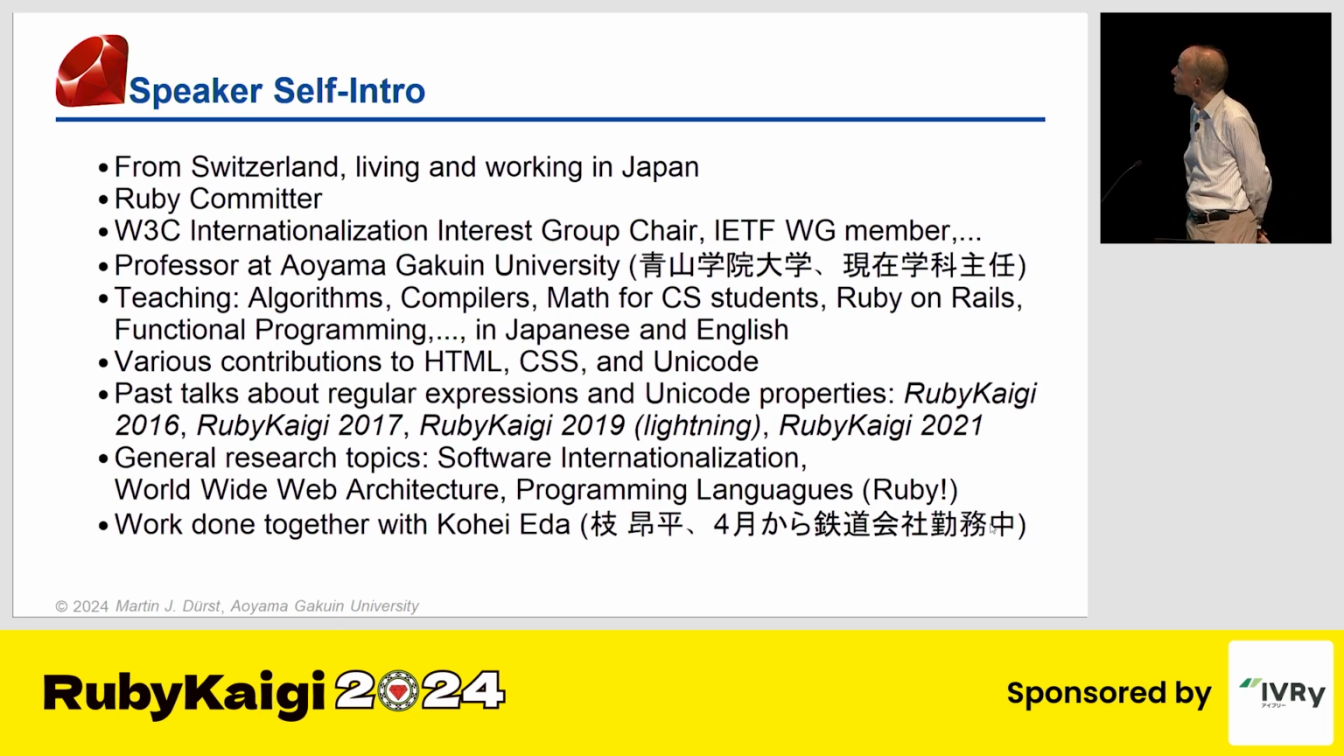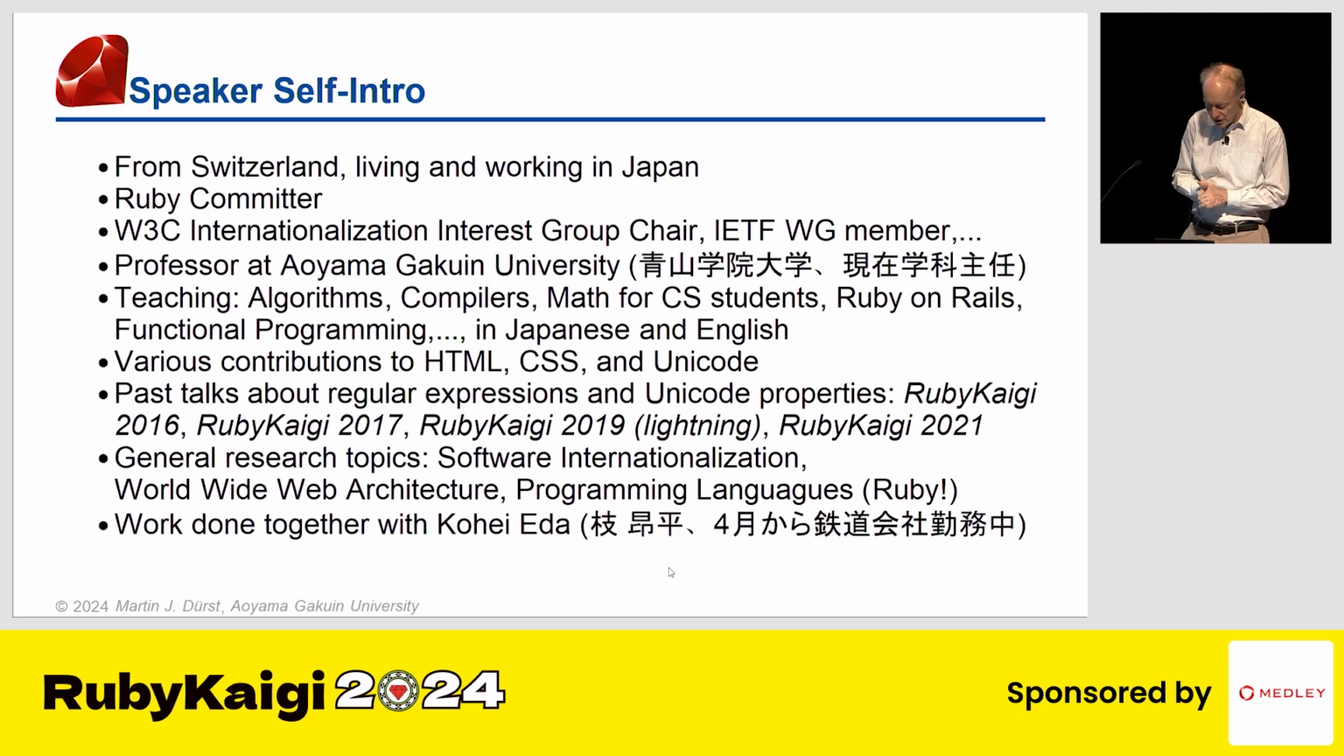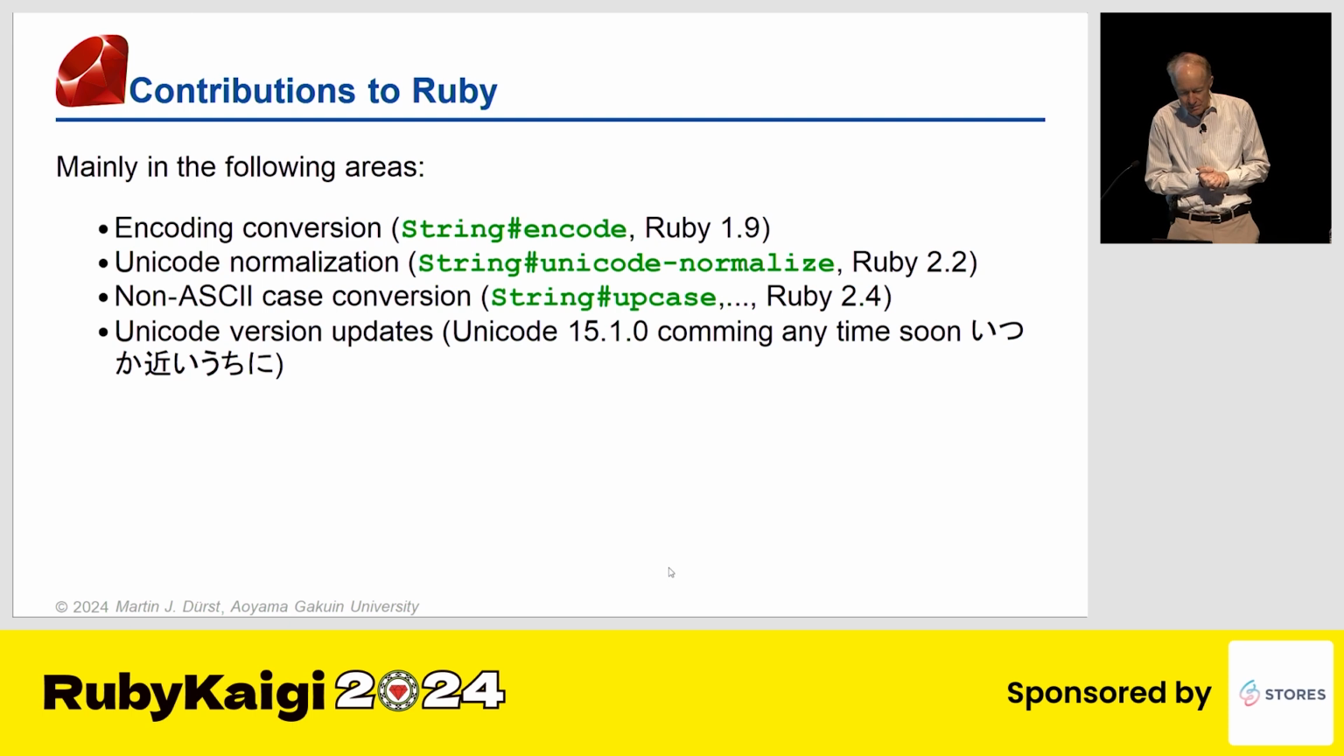Anyway, so this is information about me. I want to especially mention here that this work was done with Kohei Eda, a student of mine. Unfortunately, he isn't here. He likes trains very much, and so he took a job in a train company. And well, in Okinawa, there are not too many trains anyway. So, okay, so these are the contributions to Ruby. I hope Unicode 15.1 comes before Unicode 16 comes.